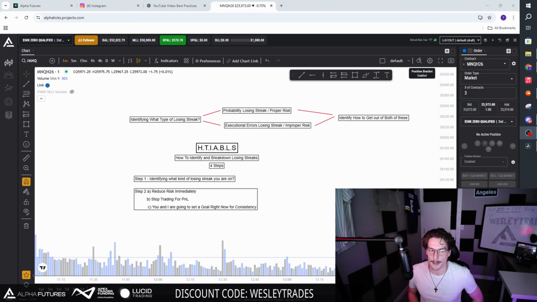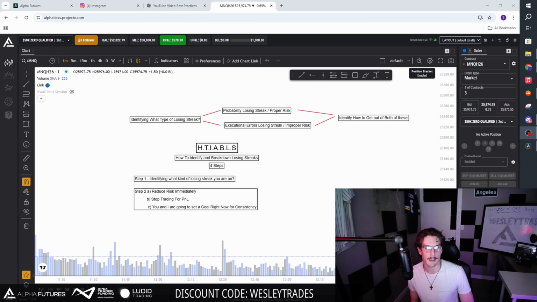Follow this step plan. Step 2A, reduce your risk immediately. I'll give you a blueprint of what to reduce it to in step 3, but for now, just know that you have to reduce your risk, please. Step 2B, stop trading for P&L. You guys are getting too attached to the dollar amount and what you could be making. We're trading funded accounts. This is all paper until we just take a payout. All we have to do is get to the payout, then it turns real. But for now, it's just numbers on a screen.